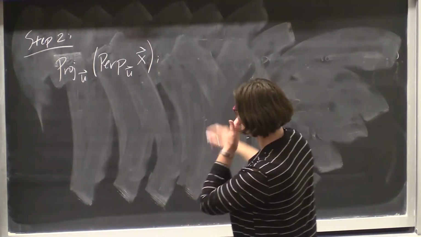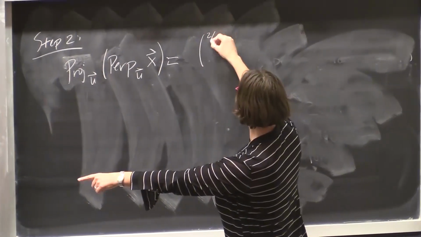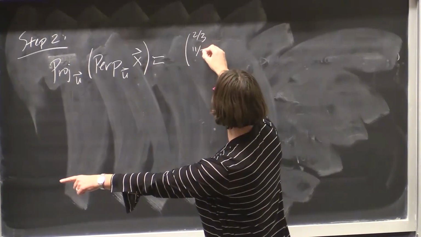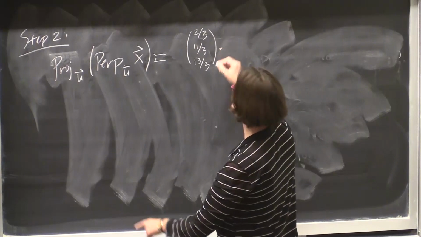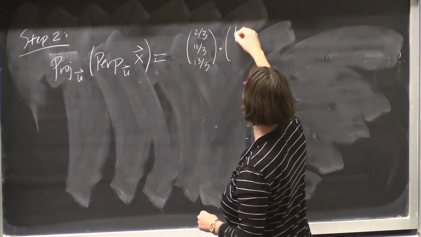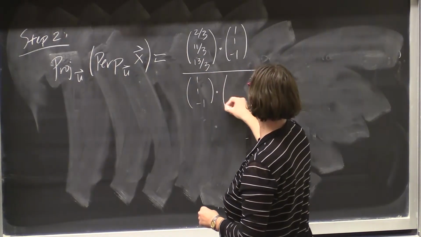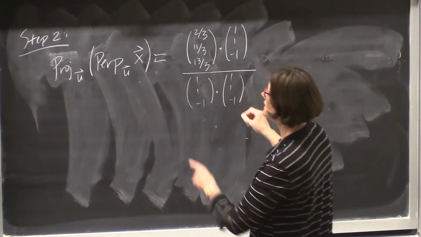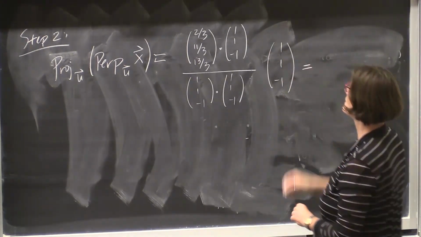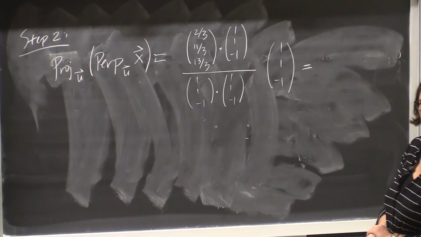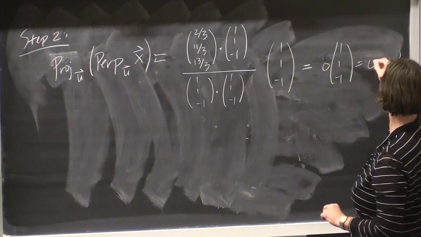To compute that, I just need the dot product of this, (2/3, 11/3, 13/3), with u, which was (1, 1, minus 1). And then this is in the direction u, (1, 1, minus 1). And what does that numerator equal? 0. 0 times (1, 1, minus 1) is the 0 vector.